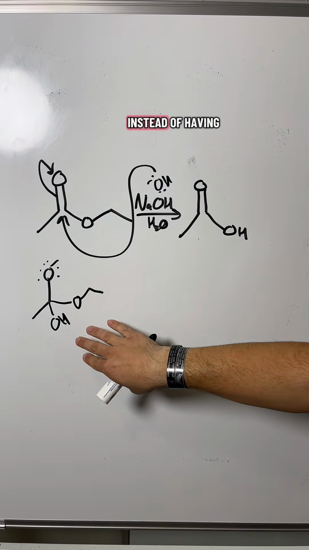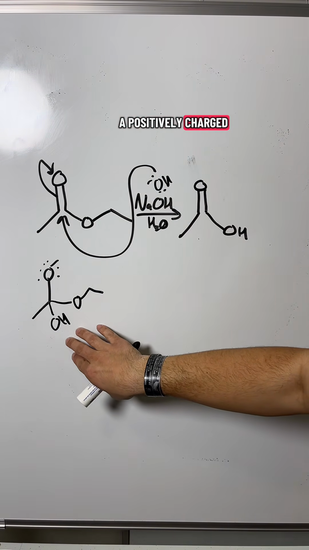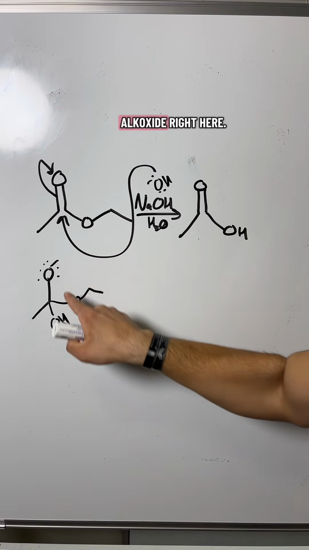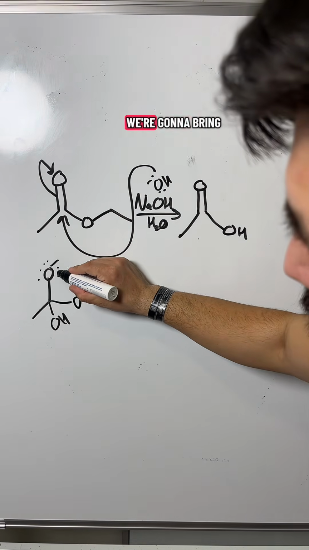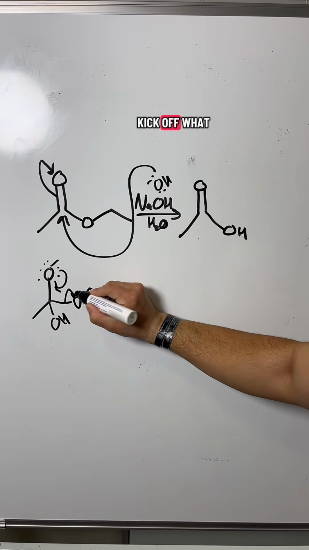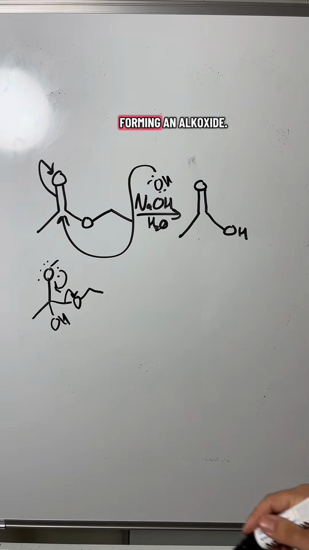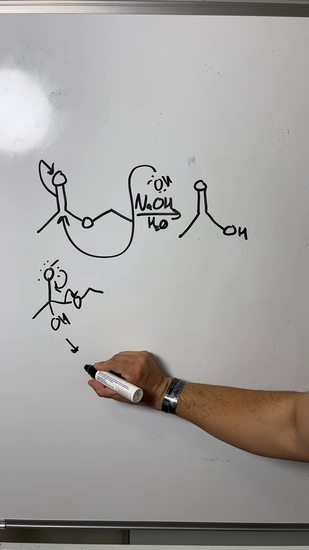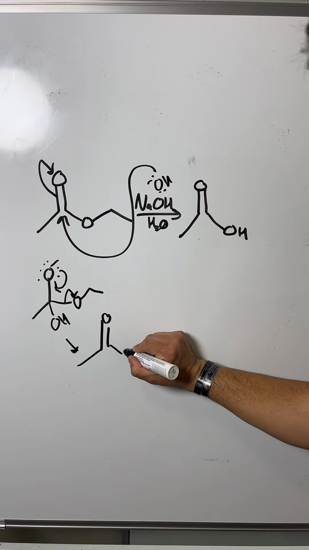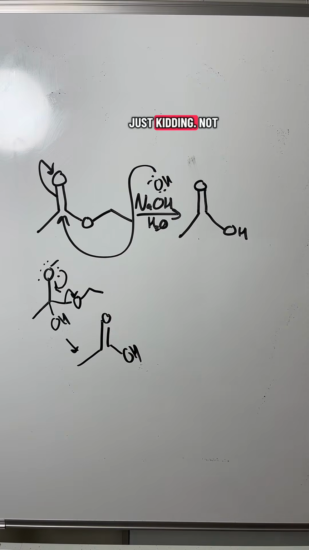Now, instead of having a positively charged species like we do with the acid catalyzed, with the base catalyzed we have a negatively charged species. We have this alkoxide right here. What's going to happen is we're going to bring these electrons back down to form our carbonyl again, and we're going to kick off what was our alcohol portion, forming an alkoxide. We are now left with our carboxylic acid. Ta-da! The end. Just kidding, not the end.